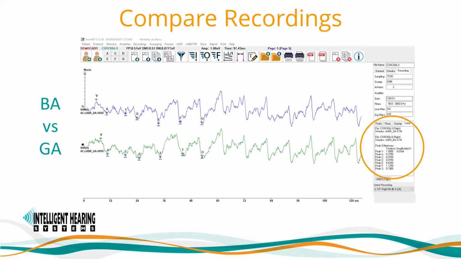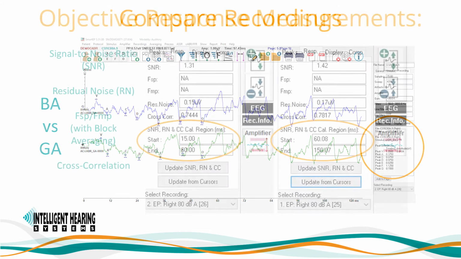You can compare two recordings by selecting each recording with your mouse as you hold down the Control key. Then access the Rec Info button, which displays all the recording parameters and information for the active recording. Click on the Compare tab to show a comparison of all response peaks for the two selected recordings.